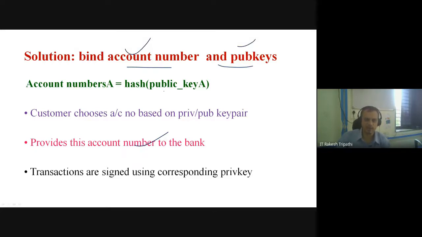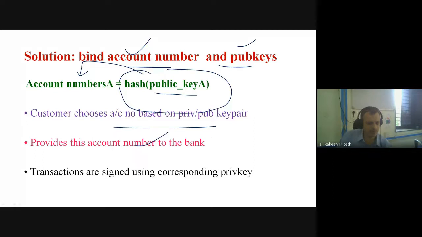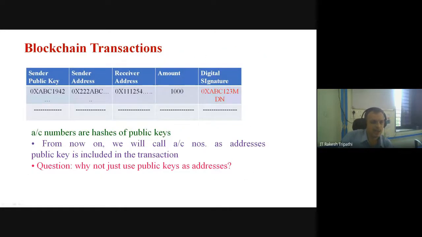And how will this happen? Whatever is my public key, I hash it, and this becomes my account number. So the customer chooses a public and private key, and performs a hash of the public key, and then I get the account number. So in my transaction, the sender address is the hash of this public key. So every transaction will look like this.